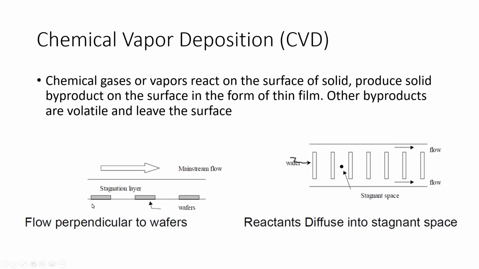Here we show, you remember, inside the chamber, we have the mainstream flow with the reactants, and then we have the stagnation layer, or stagnant layer. I suppose the flow rate there is 0, and then in the mainstream flow region, we have the maximum flow rate. Now this is the horizontal silicon wafer, and here the vertical silicon wafer.